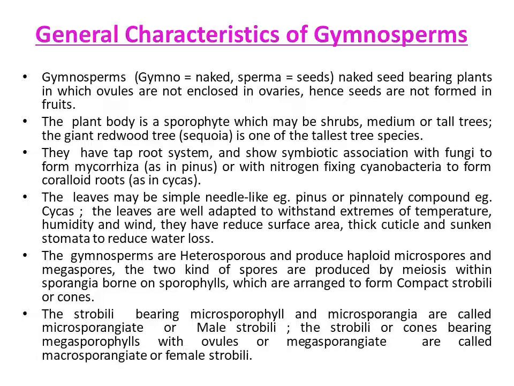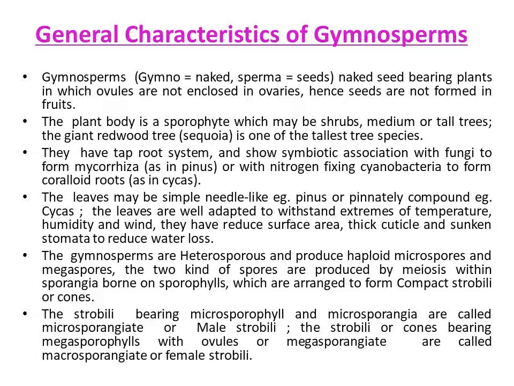The plant body is a sporophyte which may be shrubs, medium or tall trees. The giant redwood tree, Sequoia, is one of the tallest tree species. They have taproot system and show symbiotic association with fungi to form mycorrhiza as in Pinus, or with nitrogen fixing cyanobacteria to form coralloid roots as in Cycas.